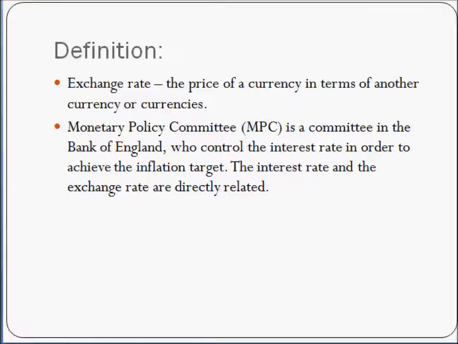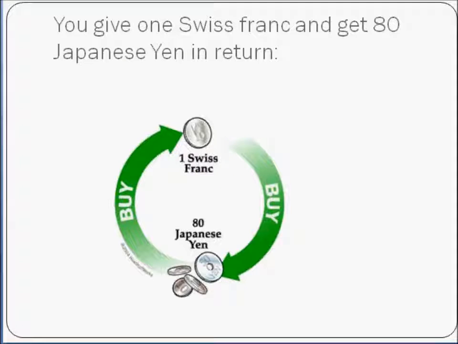Exchange rate: the price of a currency in terms of another currency or currencies. The Monetary Policy Committee, MPC, is a committee in the Bank of England, which controls the interest rate in order to achieve the inflation target. The interest rate and the exchange rate are directly related.